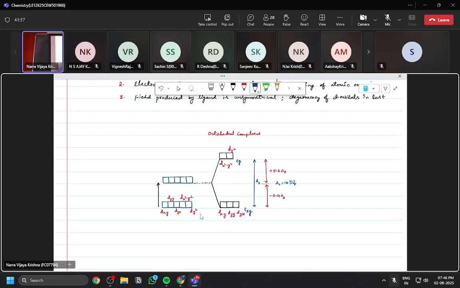So then what is the energy of this? 6 dq, 4 dq. Okay, minus 4 dq plus 6 dq. Some energy, whatever may be the energy, it can be any value. Do we know the electron's energy? What is the energy of an electron present inside an orbit? We don't know. What have we done?